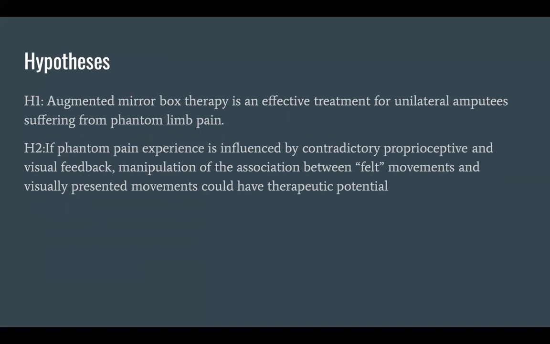The first hypothesis was augmented mirror box therapy is an effective treatment for unilateral amputees suffering from phantom limb pain. And the second hypothesis was if phantom limb pain experience is influenced by contradictory proprioceptive and visual feedback, manipulation of the association between felt movements and visually presented movements could have therapeutic potential.